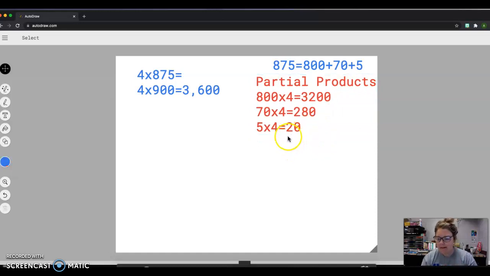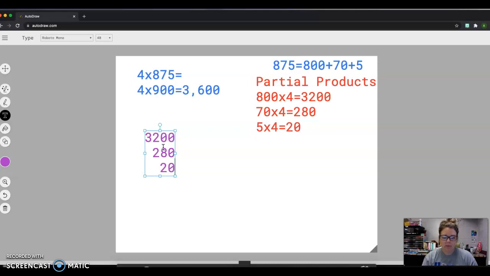The next step that we need to do before we can be completely finished is we have to add together our partial products. So let's do that. And we can again change the color just so it's a little bit easier for us to see. So we're going to do 3,200 plus 280 plus 20. All right, so we can go ahead and do that. So we have 0 plus 0 plus 0. 0 plus 8 plus 2 is 10. So we're going to have to regroup.